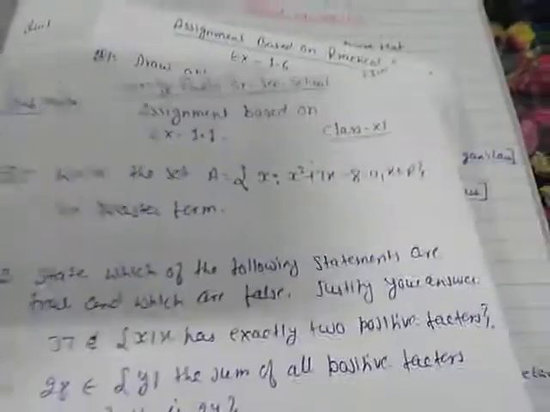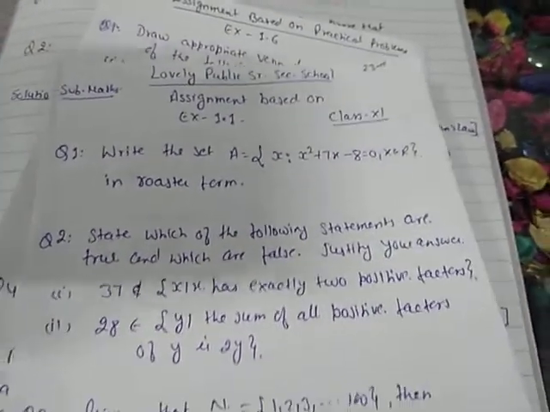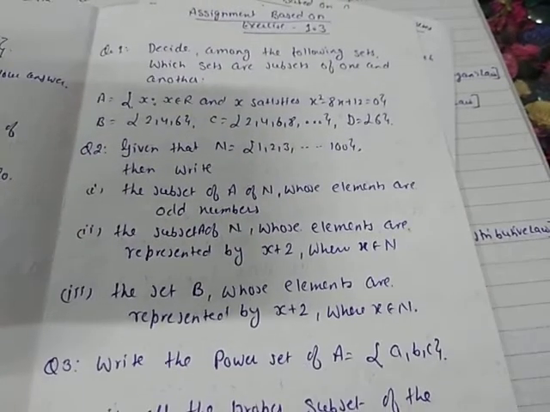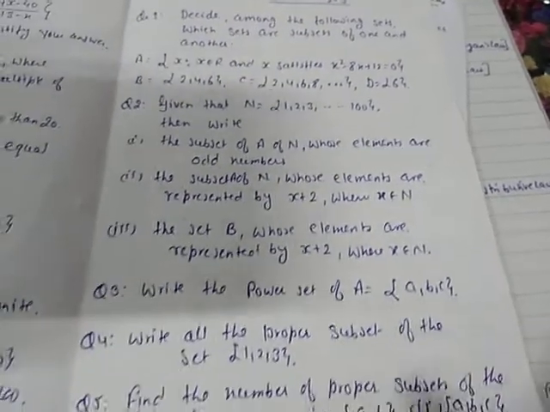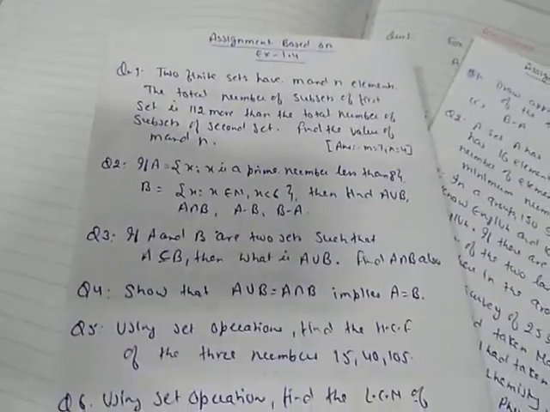These are the assignments, children. This is for exercise 1.1, 1.2, that are already uploaded on ERP, children, don't worry about it. And this is your 1.3. Okay, this is your 1.4. Total 5-6 questions are there.